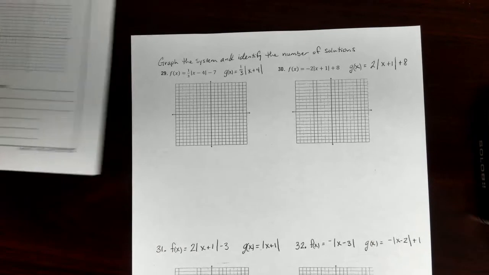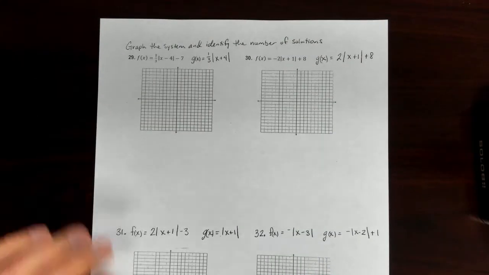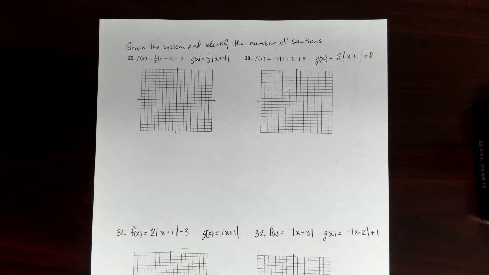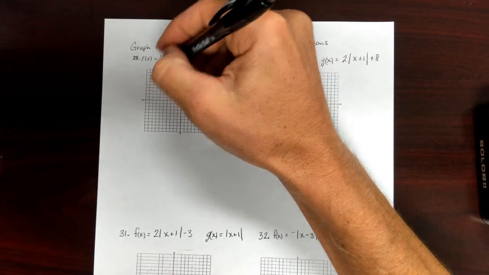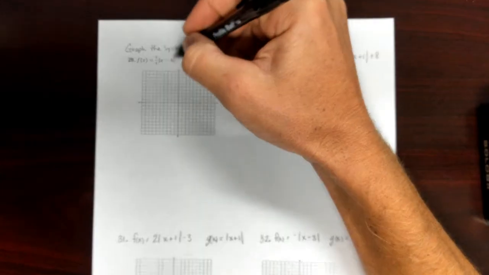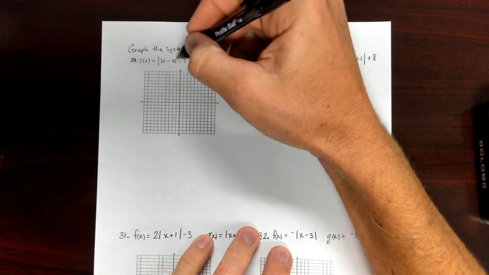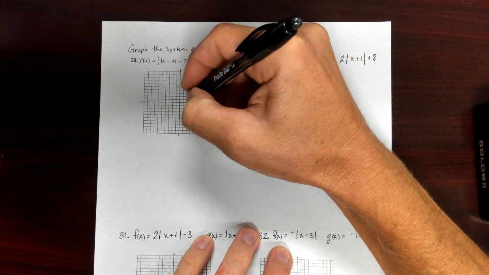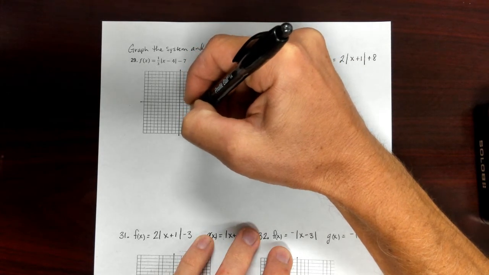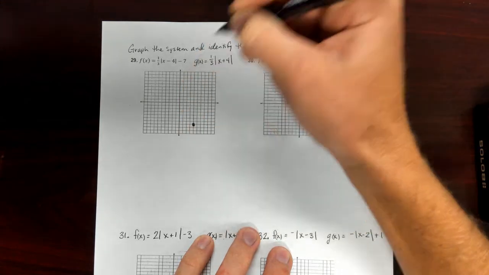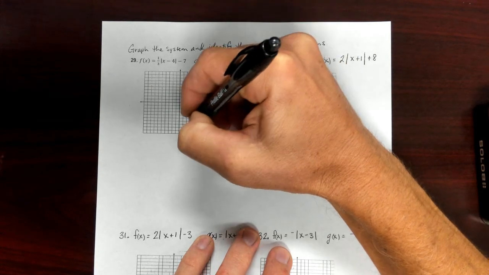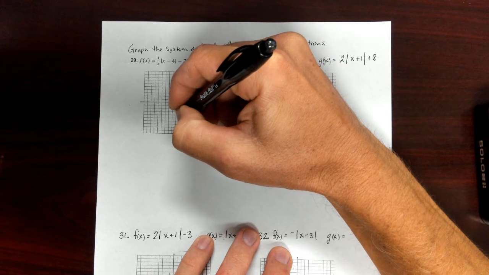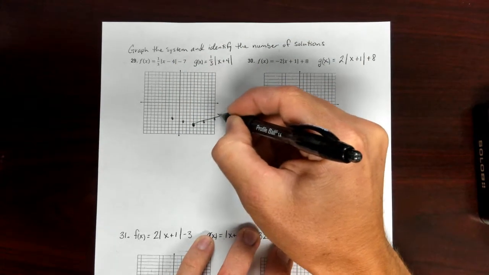Now, let's look at some systems. So number 29, we have two different functions here. Okay, so let's graph them. So for 29, I have a vertical compression by 1/3, I have a translation to the right 4 units, and I have a translation down 7 units. So we're going to go to the right 1, 2, 3, 4. We're going to go down 1, 2, 3, 4, 5, 6, 7. So my vertex is there. From there, I'm going to go up 1 over 3. Up 1 over 3. I can go the opposite way. So there is your graph for f of x.